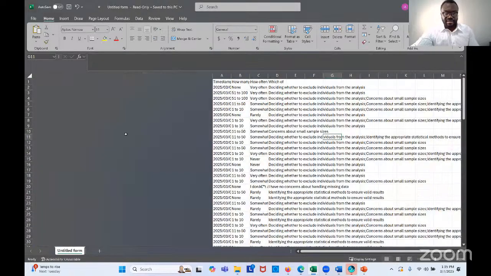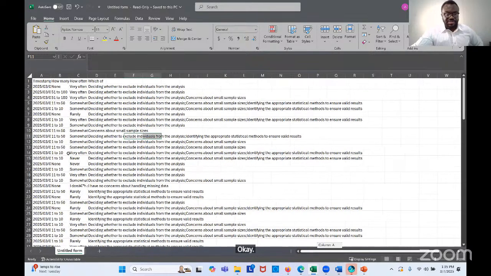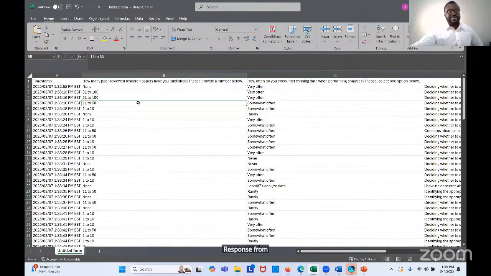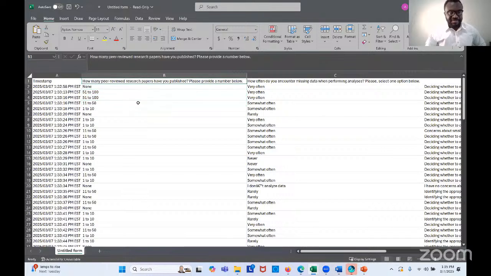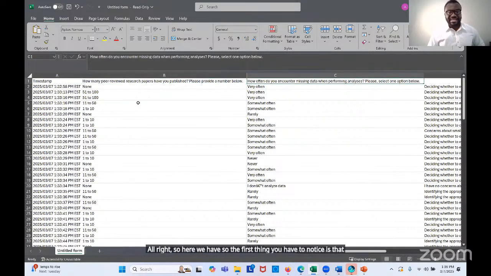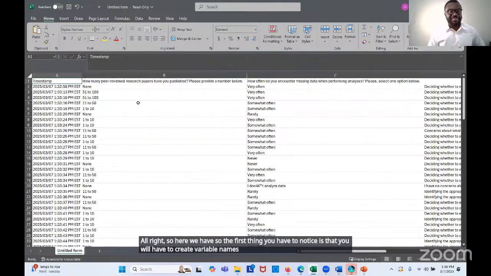All right, so this is the response from Google Forms. First of all, let's look at some of the things we need to worry about when we collect data in a form like this. The first thing you'll notice is that you will have to create variable names. The variable names appear as the original questions.